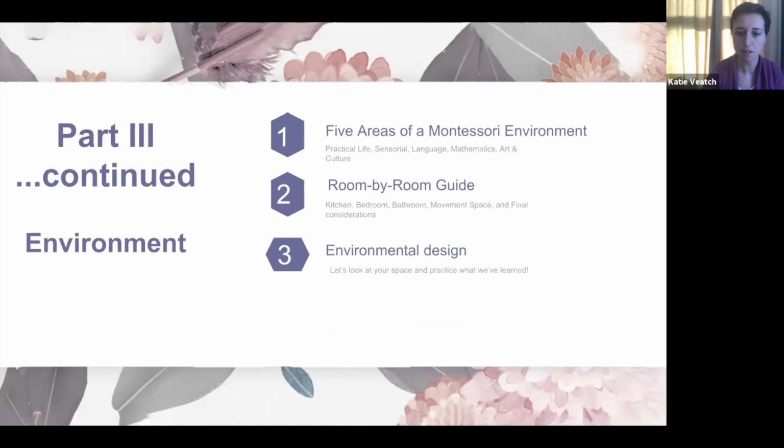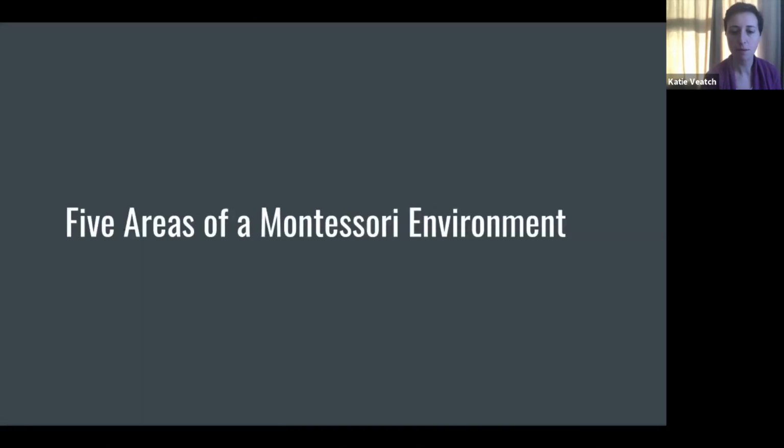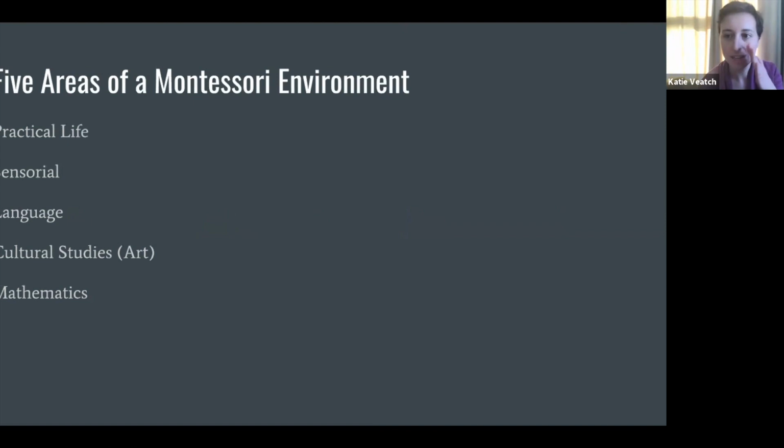So here we go. Here's our environment. Remember yesterday when I showed you this, and if you stayed after, I gave it away. Sorry. These are our 5 areas we've been talking about: practical life, sensorial, language, cultural studies and art, and mathematics. In the classroom, we would have a different area of the classroom for each of these. In your home, you might have one shelf. You might have practical life all over the house. You might have your language work with your puzzles and your math works. You might have it all together. So that's okay. But these are the areas that we're thinking about.